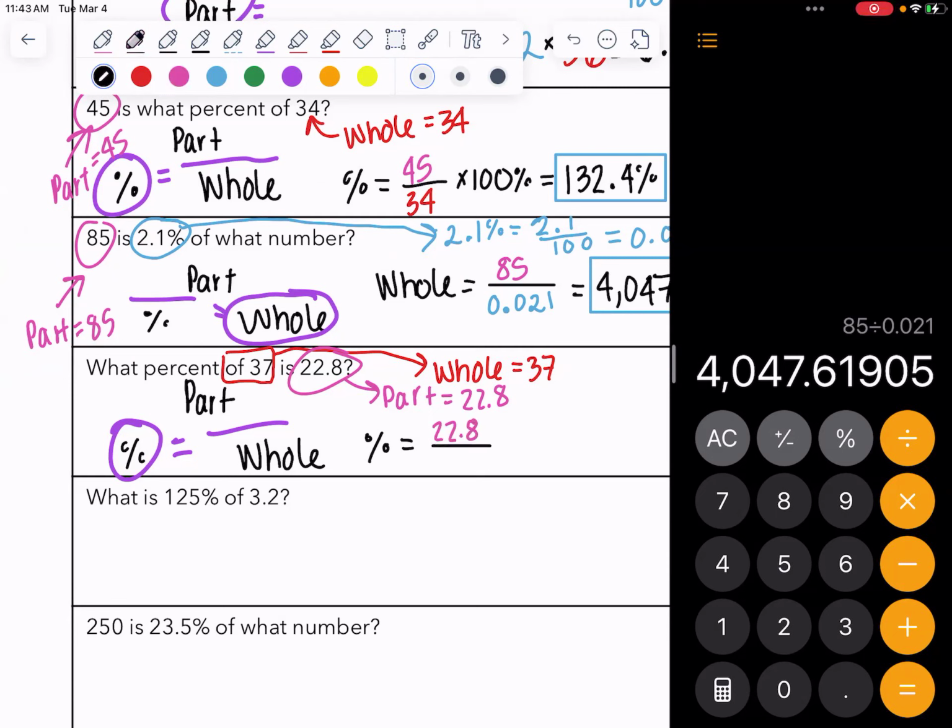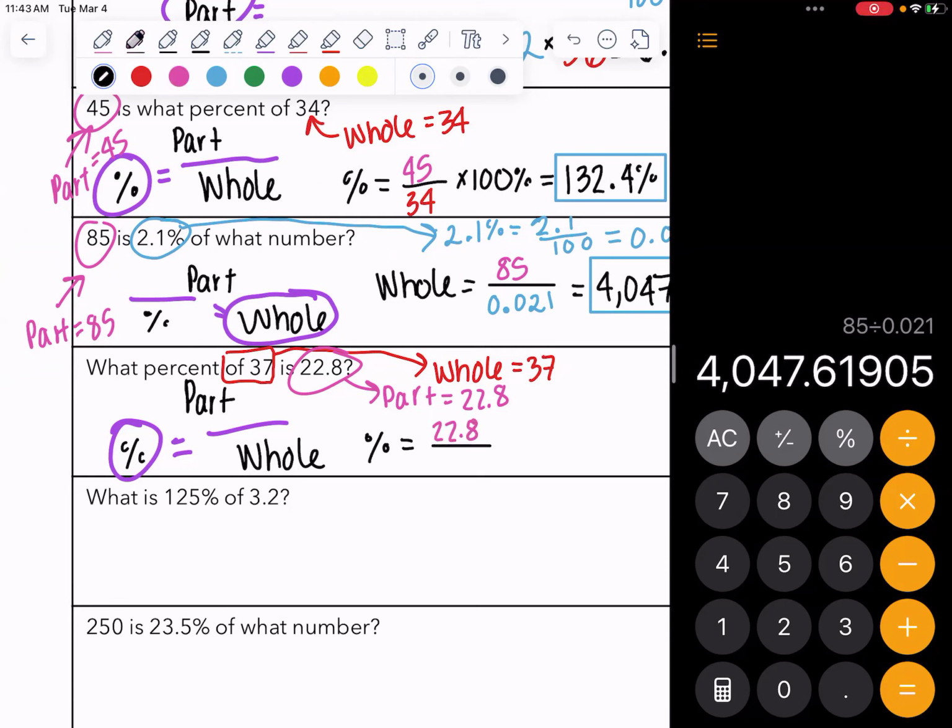All right, keeping on going here. 250 is 23.5% of what number? Of what number? Of the whole, right? Of the whole. So this guy right here, we must be solving for the whole. So we'll be doing part divided by percent.